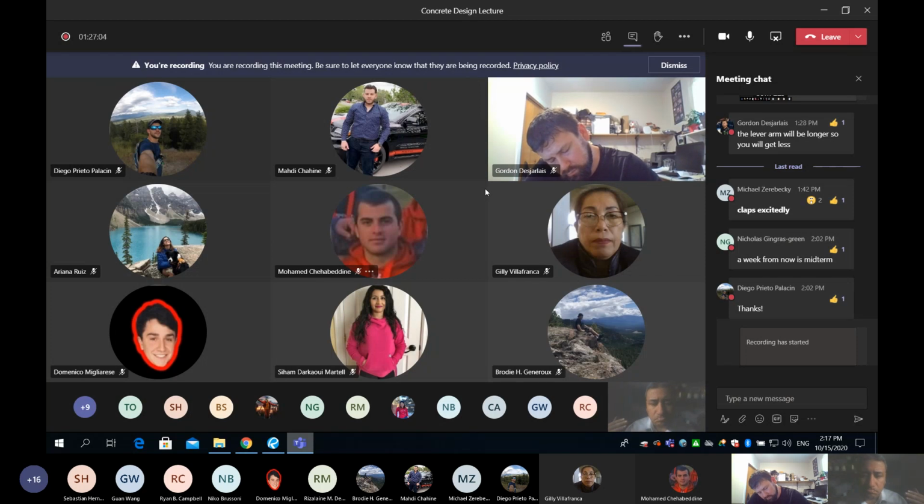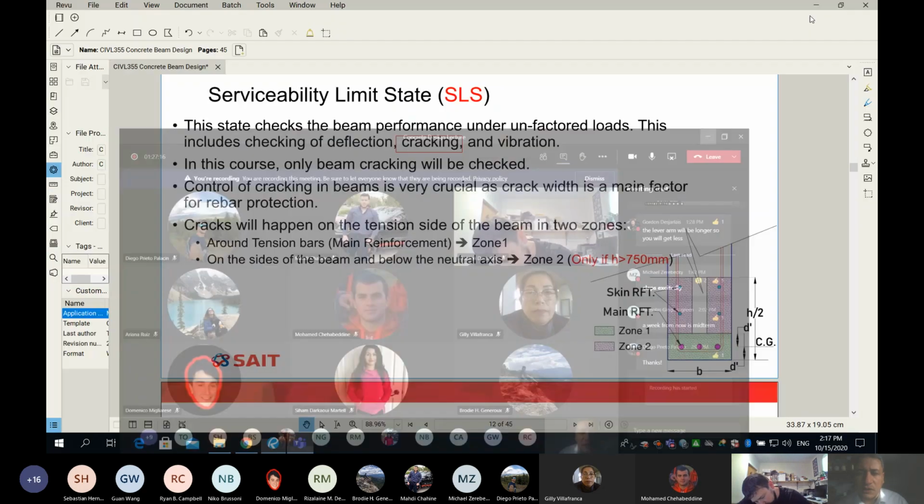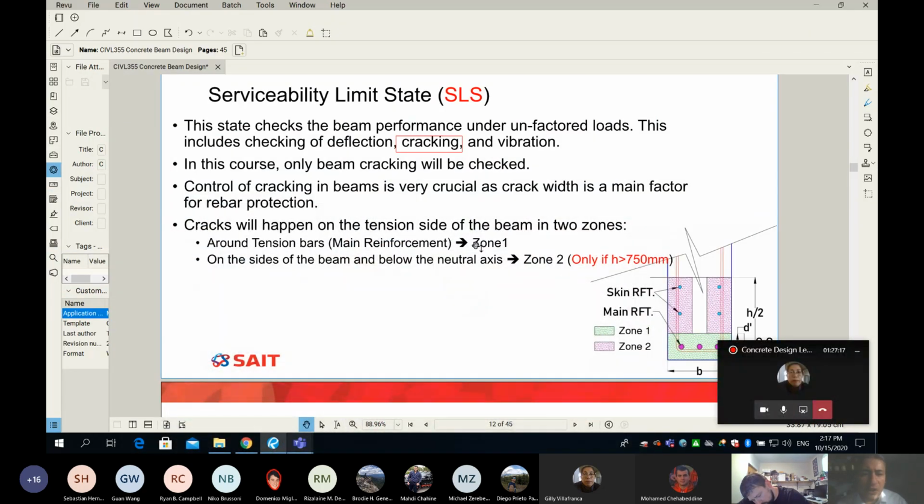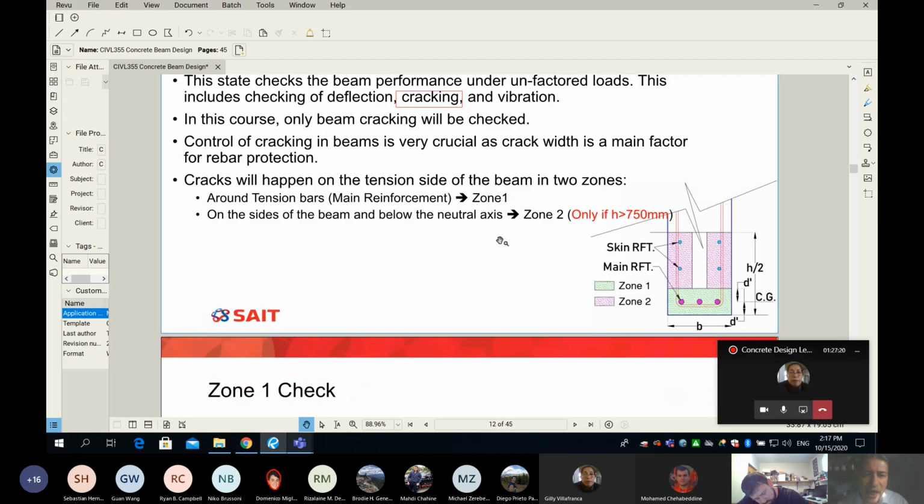But if there are wider cracks, then there's a problem. So let's agree, all concrete beams crack. The only thing we can do is control the crack width. Hopefully this is clear. So guys, you can see this is exactly what I wrote here. And then let's focus on cracks.